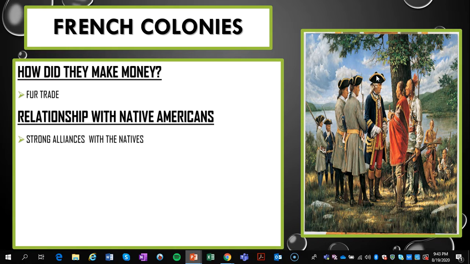Their relationship with the Native Americans was that they had a strong alliance with the Native Americans. They would trade with the Native Americans. The Native Americans would teach them about the land because they were there prior to the French arriving. So they would learn a lot about the land. And the relationship was so good that some French settlers actually would marry some Native American women.